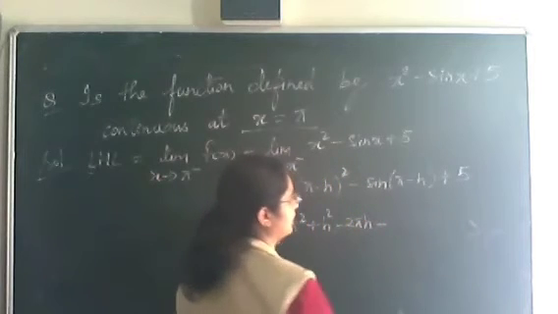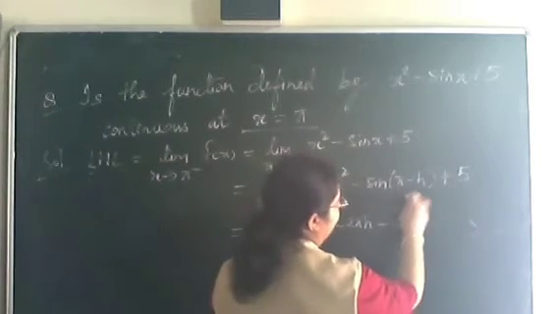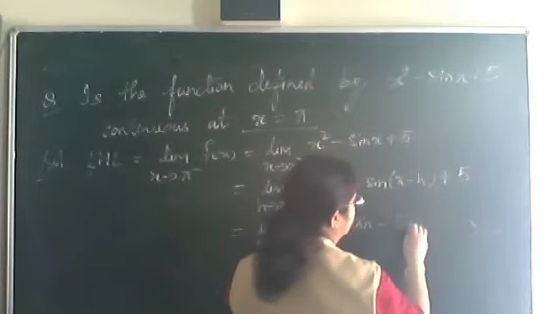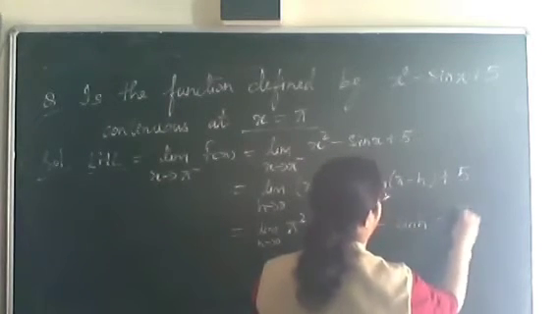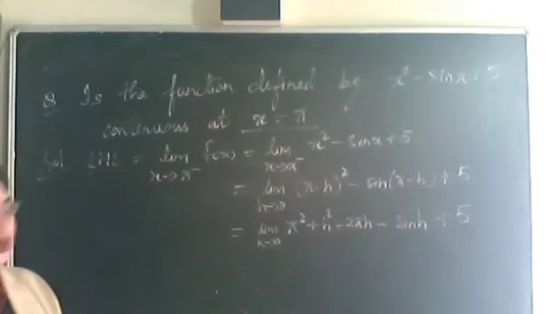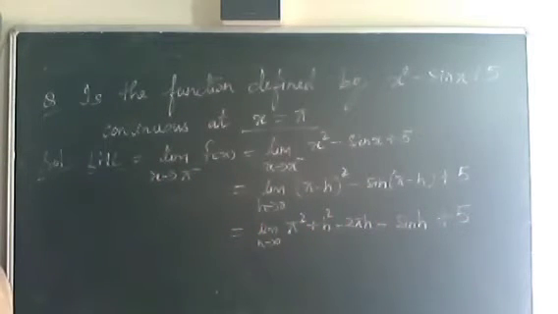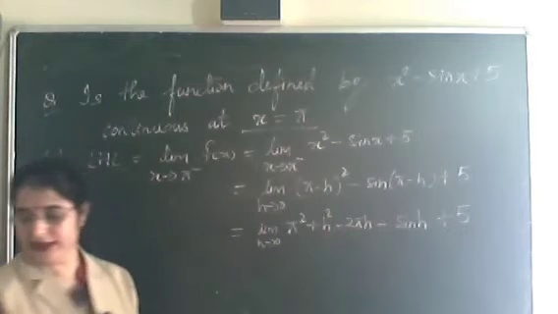So it will be what? Sine h. Sine 180 minus theta will be sine h. So it will be minus sine h plus 5. Is that clear? Is that clear, everyone?